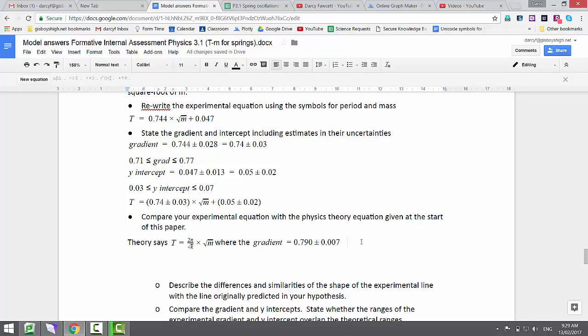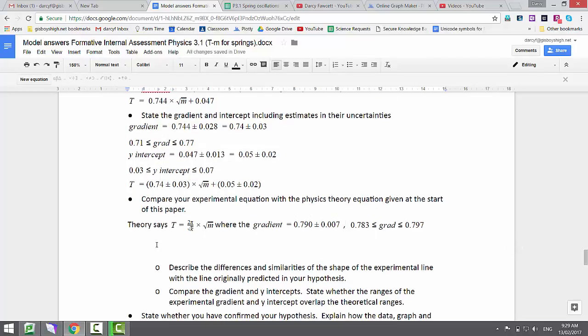So let's just copy and paste that from there to there. So we've got 0.790 take away 0.007 is going to be 0.783, all the way up to 0.797. So there's our range for our gradients. We'll put a comma in there. Okay, so that's the possible range of the theory gradients.